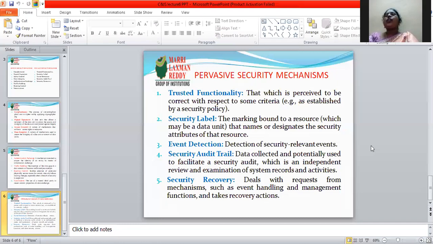And next one, security recovery. Here are mechanisms such as event handling and management functions, and taking recovery actions. They deal with requests from the mechanisms. Recovery means when any attack is happening, the documentation is remodified. That is pervasive security mechanisms. Thank you.